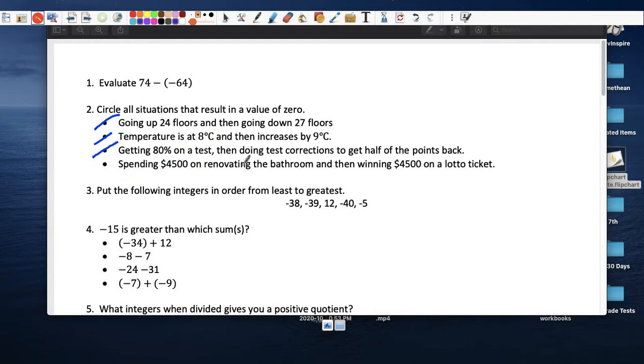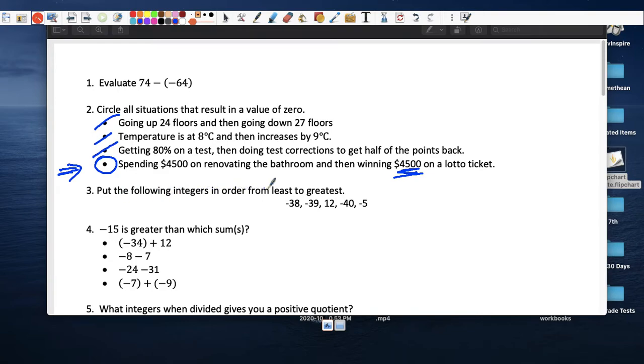Spending $4,500 on renovating the bathroom, then winning $4,500 on a lotto ticket. You know what? It is, yes, but in reality, it would be a no. I'm being a little technical, but this is the one where you spend $4,500 and you win $4,500. So technically, you didn't spend anything, right? You're at 0. In reality, you would have to pay some taxes, which means you wouldn't make $4,500. You would make a little bit less. But just in the context of this story, that would be the correct answer. Okay.